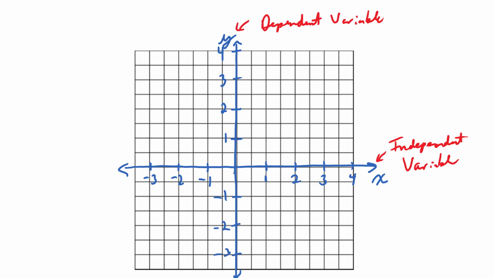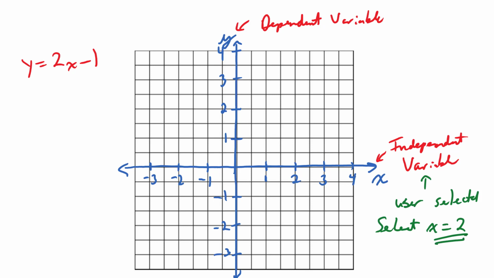Now the equation we had, y is equal to 2x minus 1. We want to plot this on there. The independent variable is user selected. So let's select something. I'm going to select x is equal to 2. What I then do is I substitute that in here. Y is equal to 2 times 2 minus 1.